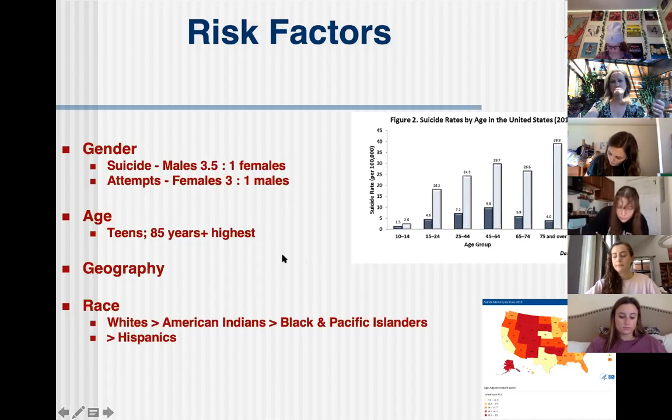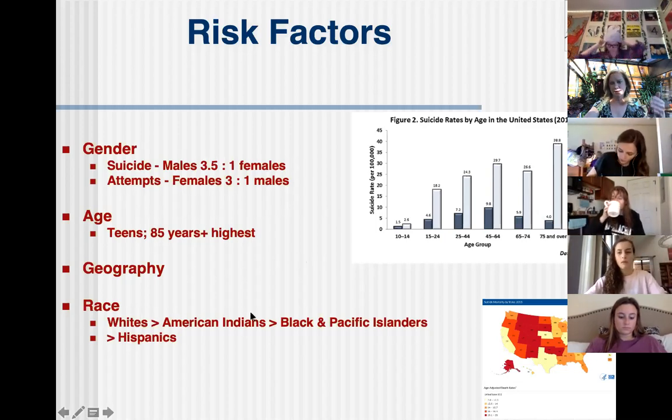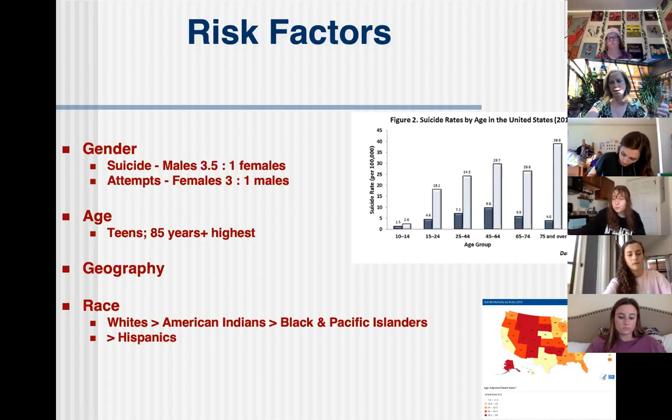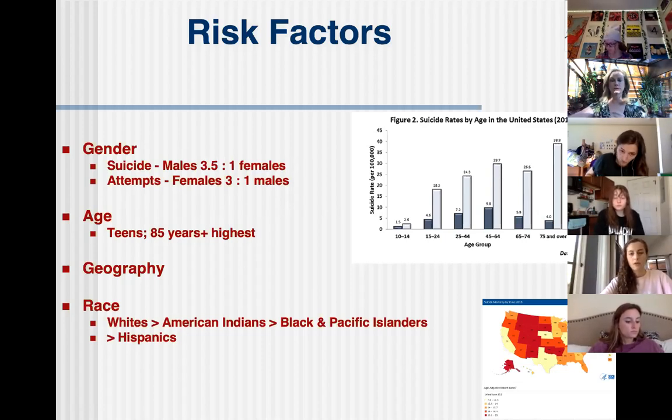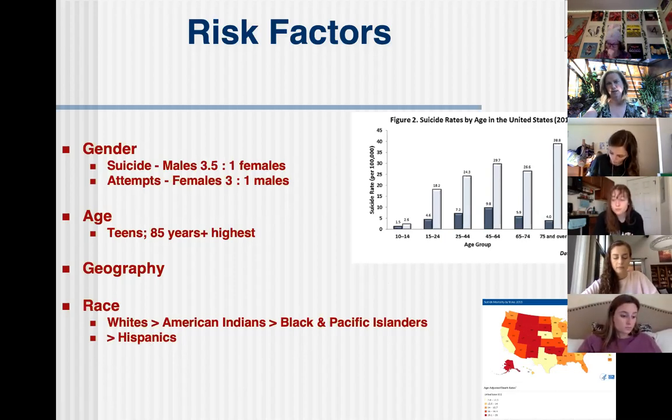when we look at racial differences in suicide, white individuals tend to have the highest rates. After that, it's American Indians or Native Americans. And keep in mind that in many Native American populations, we have very high alcoholism rates, and alcohol certainly can be a contributing factor. After that, Black Americans and Pacific Islanders, and the lowest rates of racial suicide in the US would be from Hispanic, Latinx Americans. Okay.